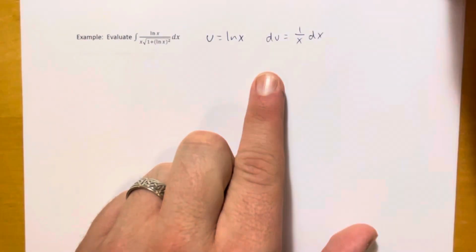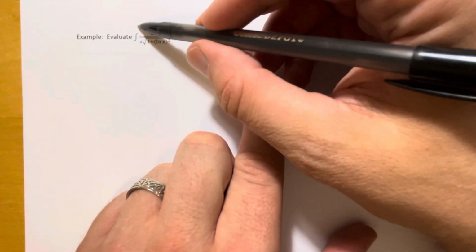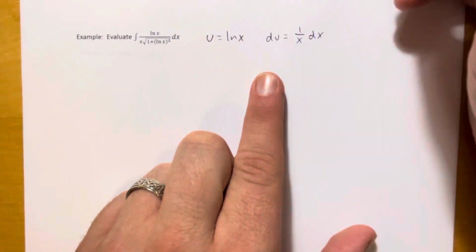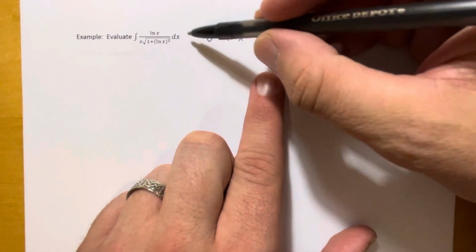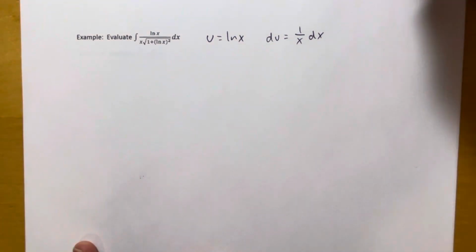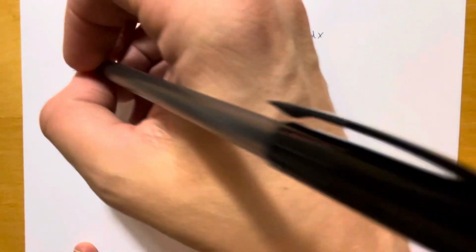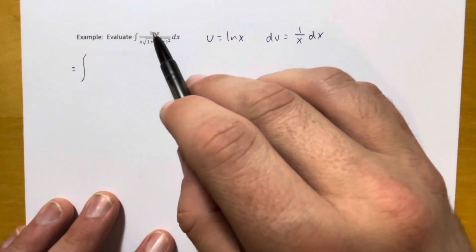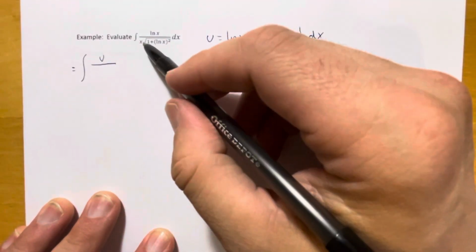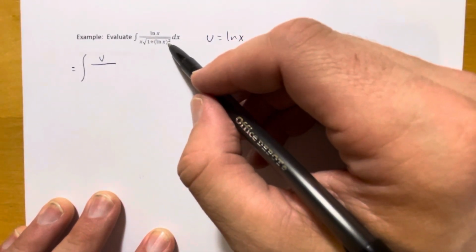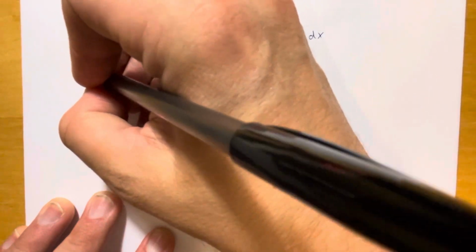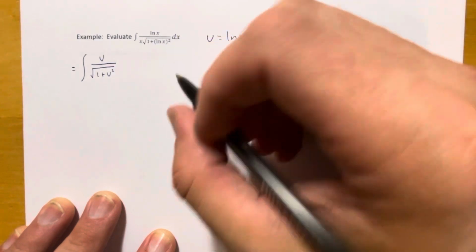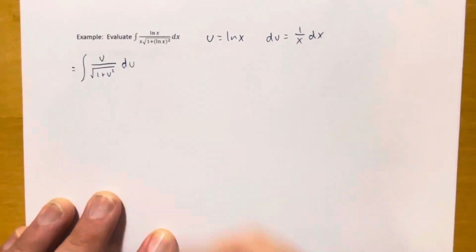This x right here is in a denominator, so I could think of that as 1 over x times the rest of this stuff. I actually have a 1 over x dx appearing in my integrand. That tells me that I can do some work simplifying this. Okay, so that natural log of x becomes u. The square root of 1 plus natural log of x squared becomes the square root of 1 plus u squared. And then the 1 over x here and the dx there together make up my du.